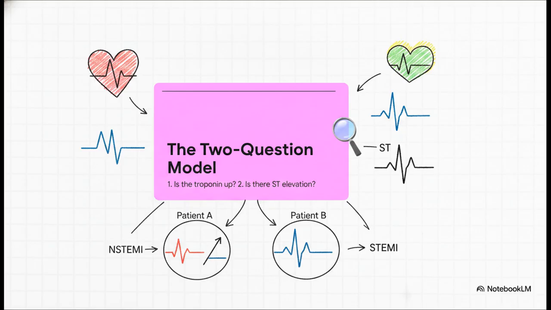Let's look at a quick case comparison. Patient A has no ST elevation but rising serial troponins. That's your NSTEMI. Patient B has massive ST elevation on the monitor. That's your STEMI.